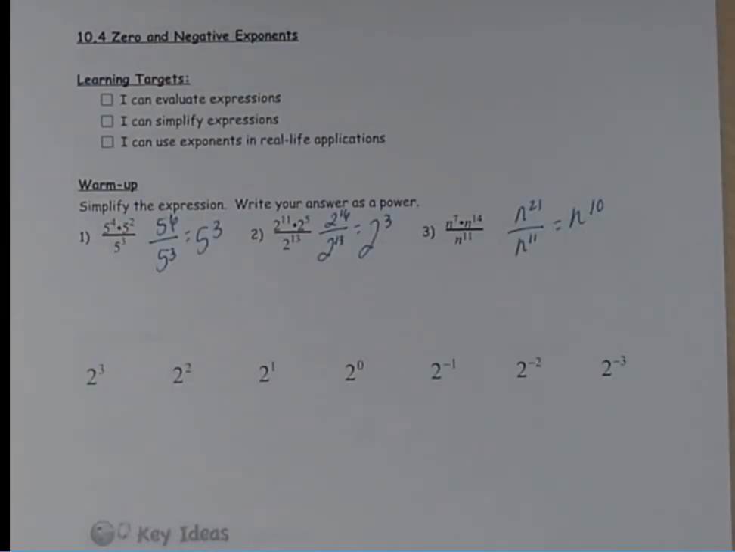All right, number 1, you should have had 5 cubed. 2 would be 2 cubed, and n, or a 3, would be n to the 10th power.